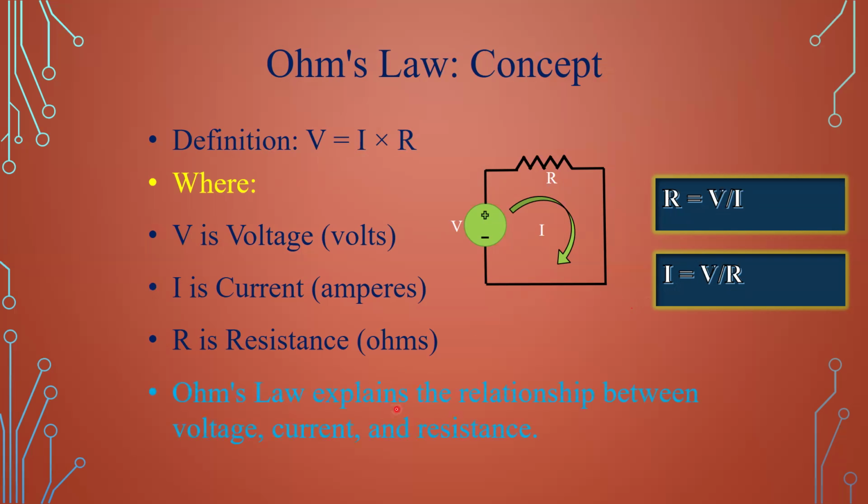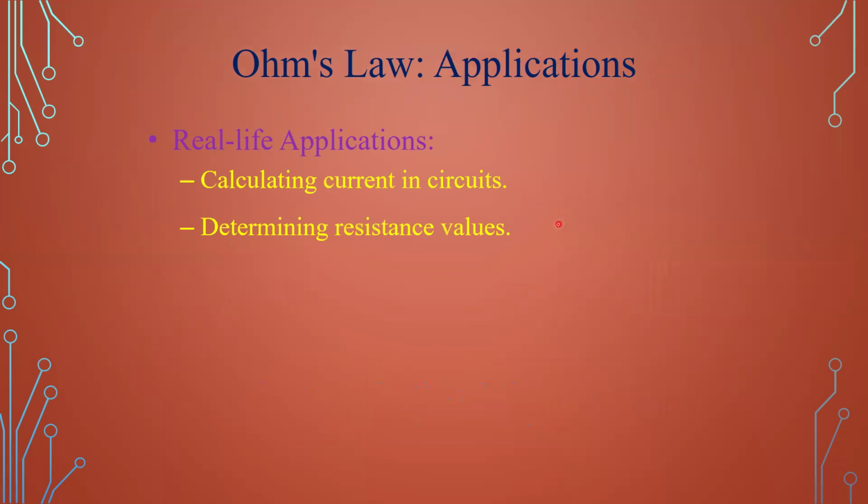So finally, we conclude that Ohm's law is basically explaining to us the relationship between the voltage, current, and the resistance in an electrical circuit. That is what Ohm's law is.